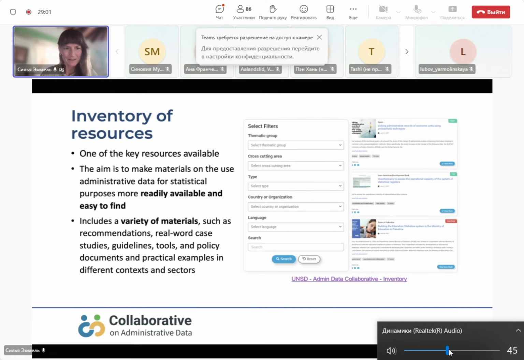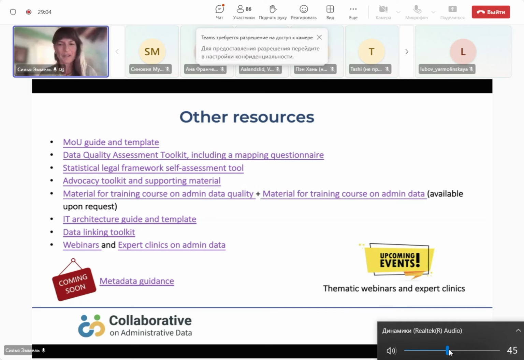We've included this as well. You will receive that. There's a lot of other resources. I mentioned the MOU guide. It's one of the specific tools. Then we also have an IT architecture guide that is of interest for a lot of countries. Something on data linking, and there is a lot of work ongoing for metadata guidance as well. And then you can see there are quite a few webinars that are interesting when it comes to specific areas, like quality. There are always topics that are being addressed.